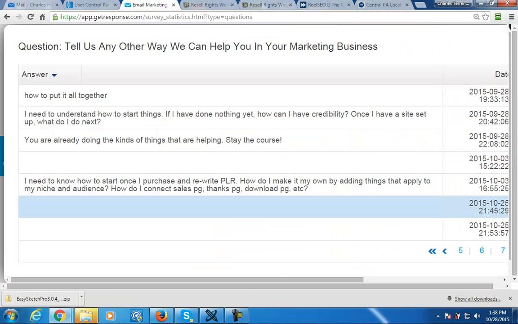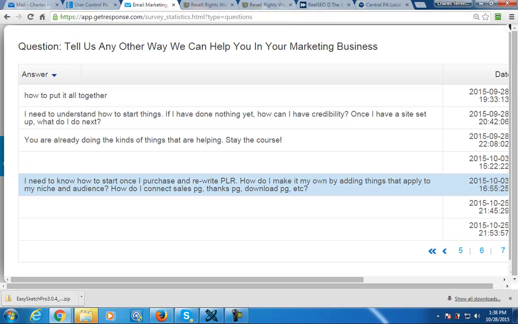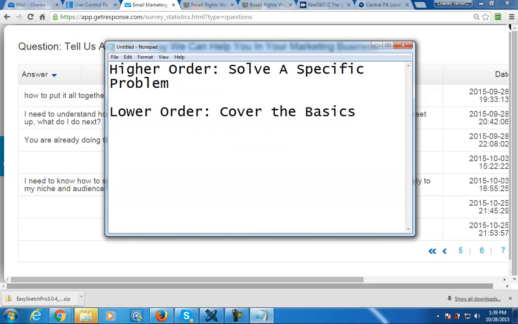Now, what we're trying to do is find out how to use the PLR. And I would probably do what I've just talked about before I even rewrite it, right? Because you want to rewrite the PLR toward a niche, number one, and you want to write it toward a problem. So here's what you're trying to do with PLR.